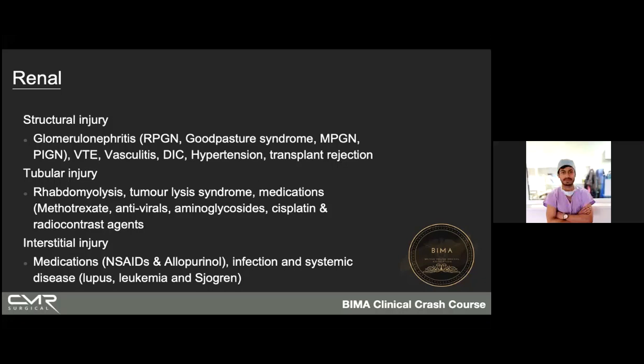And then the last form of renal failure is interstitial injury. Interstitial injury can once again be caused by medications, by infections, and also systemic diseases such as lupus, leukemia, and lymphoma, actually, and also Sjogren's disease. Those are the renal causes for renal failure. Any questions after this, before we move on to postrenal?